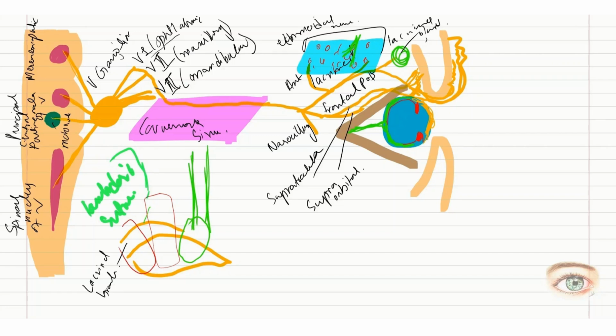Also, I forgot to tell you that the supratrochlear nerve, we know that we have a trochlea right over here, right? Which is the pulley for the superior oblique muscle, right? Now, the supratrochlear nerve, since it travels from the upper surface of this trochlea, we call it the supratrochlear nerve, right?